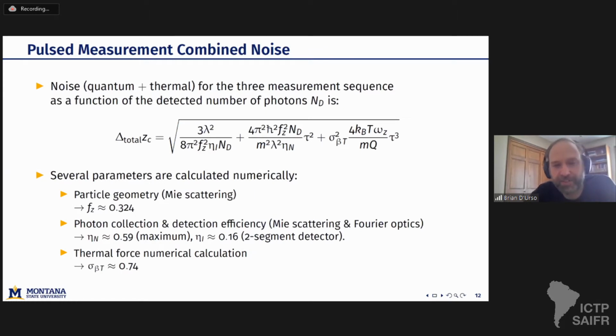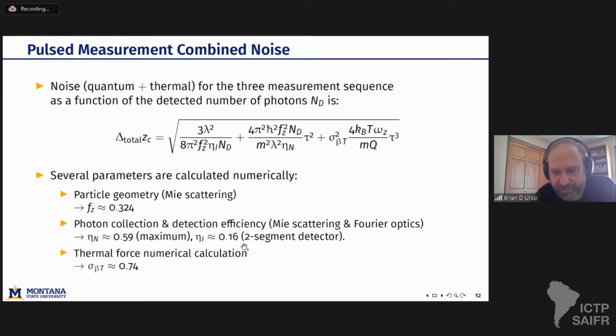We can combine the three of them together, assuming that they're independent. And this expression that I have here includes some extra factors that make the measurement a little bit more realistic. So we calculate a number of things numerically for this. That includes using Mie scattering for the particle, because these are roughly 1.5 micron diameter particles, so we're in the Mie scattering regime. We can numerically calculate the photon collection and detection efficiencies using, again, Mie scattering, Fourier optics, and some other simple numerical techniques, and estimate efficiencies for collection and detection.